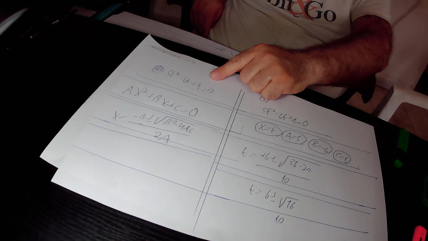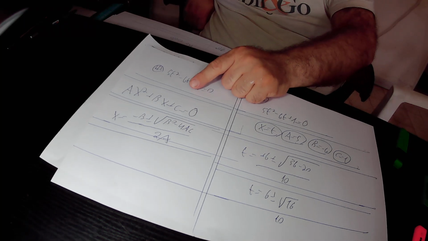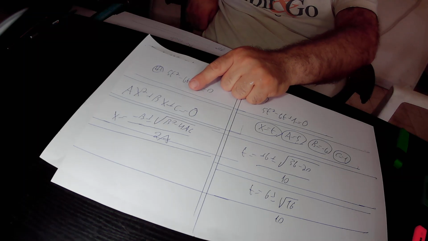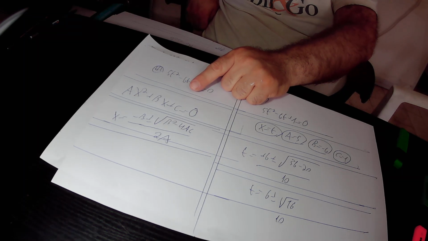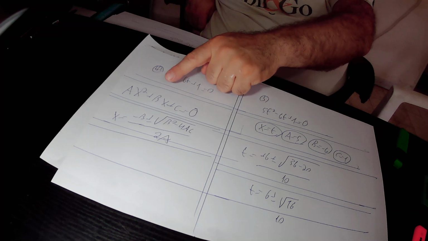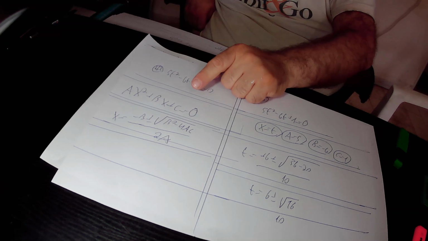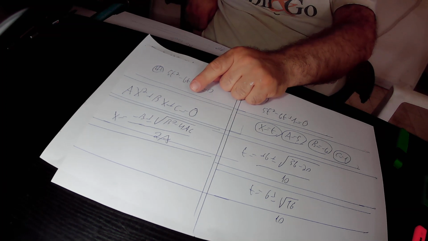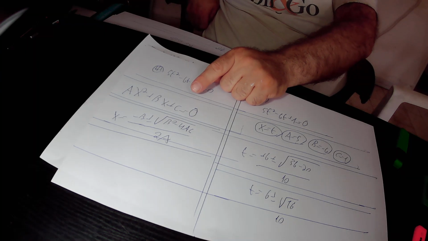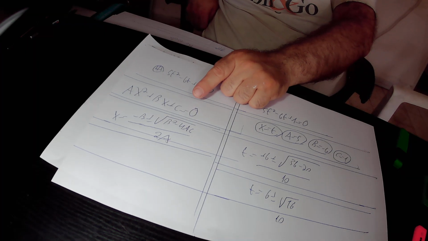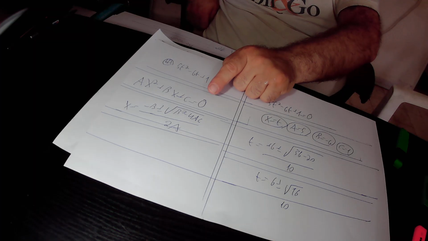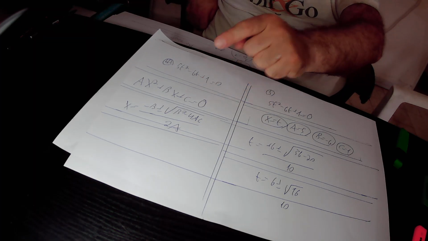So actually this is a quadratic equation, and the general formula for a quadratic equation is ax squared plus bx plus c equals 0. In this general formula, a, b, and c are the coefficients of this quadratic equation, and x is the variable that we are looking for. And we find the value of x according to the following formula: x equals minus b plus or minus the square root of b squared minus 4ac, over 2a.